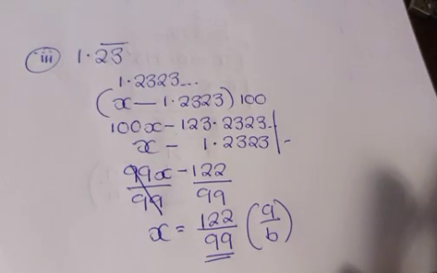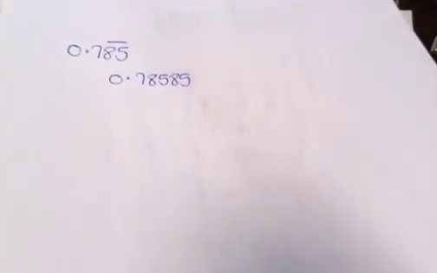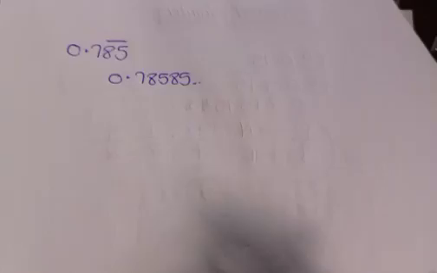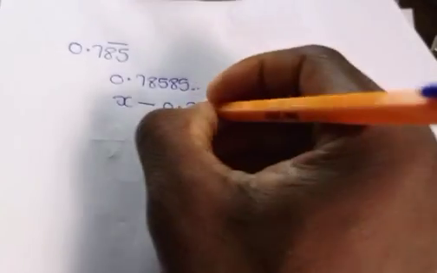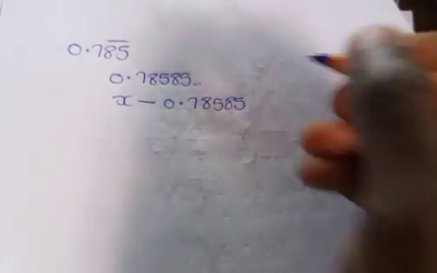The fourth example that we have with us here is, so the same explanation is attached. So remember, the bar is on 85. So you will have 0.7, which means 85. They are repeating without end. So we can just put dot to show they are repeating without end. Then from here, you will say x is equal to the same number, which is 0.78585.